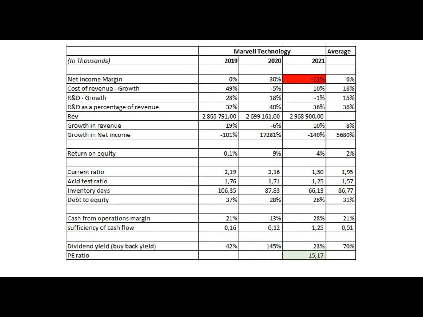Right. Net margin very inconsistent. Look at that. Went from 0 to 30% to negative 11%. Very inconsistent net income margin. Below industry average, which is about 18. Worrying. So the margins are worrying for me.